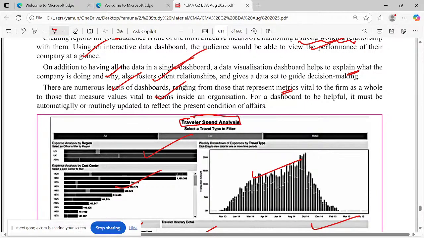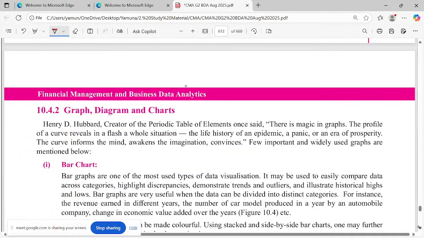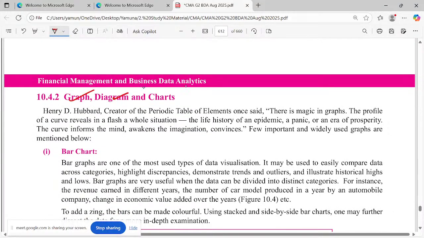It must be automatically and routinely updated. Probably we need to know the present condition, right? So it should be automatically and routinely updated. Next, we'll go for graphs, diagrams, and charts.